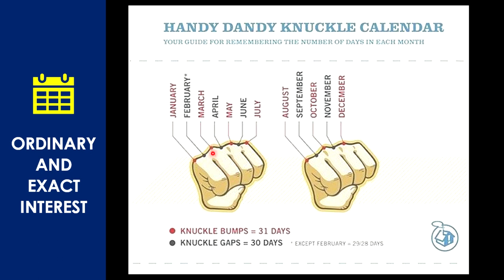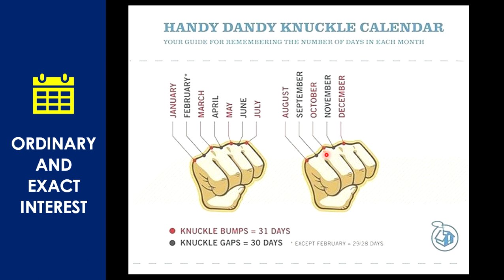And then we have March, so that is 31 days, knuckle bump. And then April, we have knuckle gaps again, so that's 30. In May, we have knuckle bumps, so that's 31 days. And in June, we have knuckle gaps, so that's 30 days. Then July, we have 31 days since it's a knuckle bump. And then another one here, on your other hand, August is still a knuckle bump, so therefore this is 31 days. And then here in September, we have the knuckle gaps, so that's 30 days.